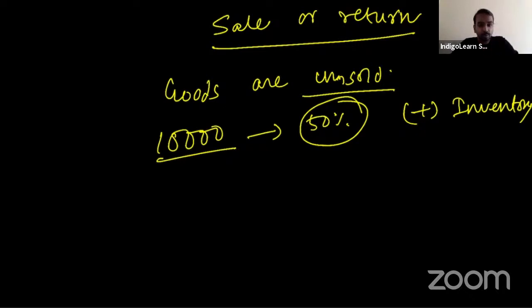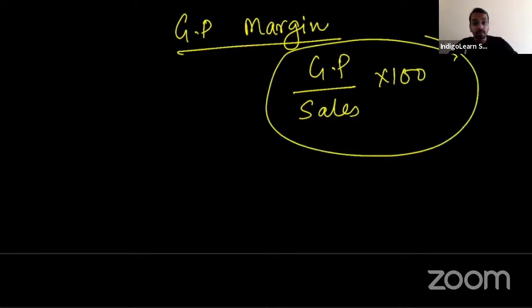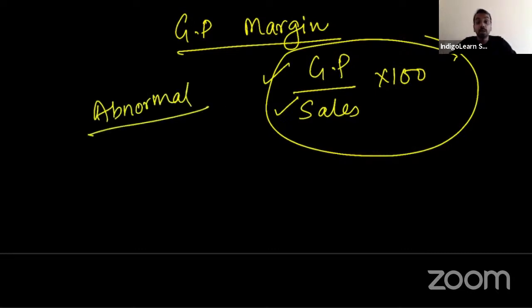Now, how do we compute the cost? It's very simple. We need to know the gross profit margin. What is the formula for that? Gross profit by sales multiplied by 100. Either this margin or this gross profit ratio will be given to you in the question. If it is not given, then you have to compute both of these and figure out the gross profit margin. Now, whenever we are doing inventory related adjustment, please note that any abnormal items will be excluded to compute this gross profit margin.